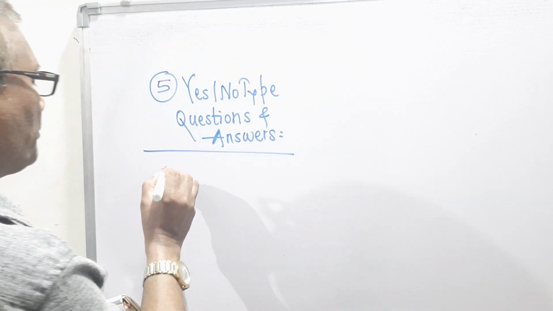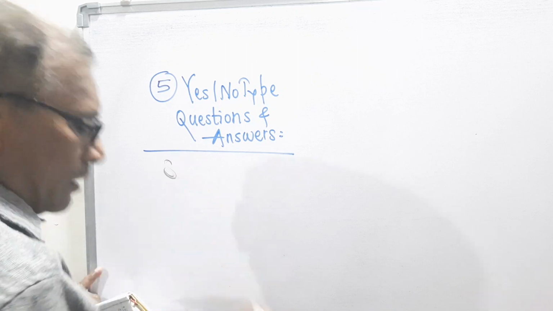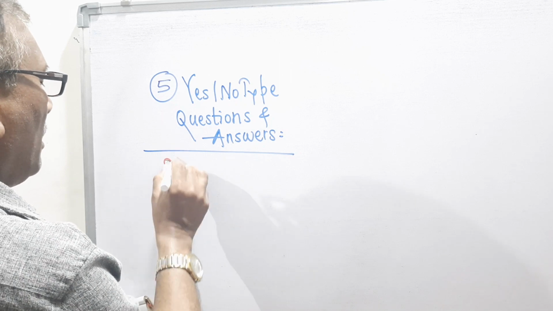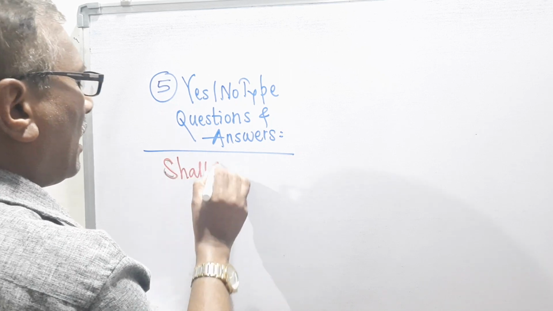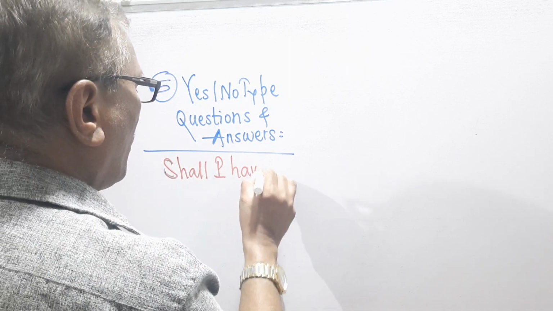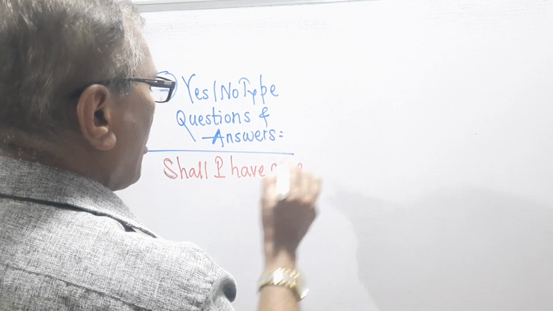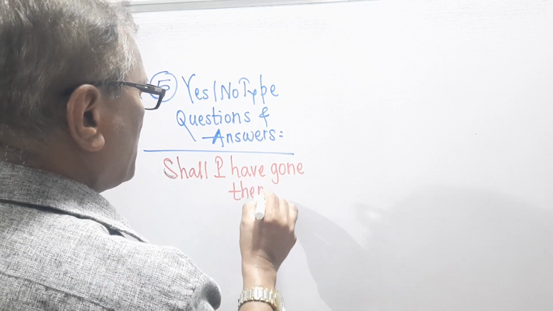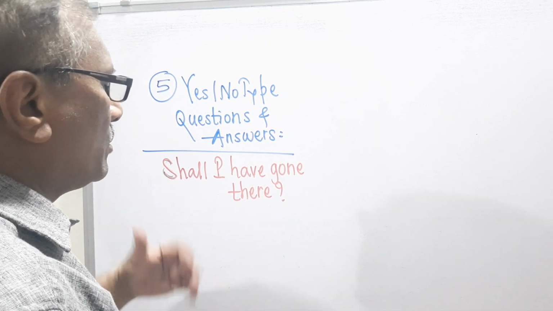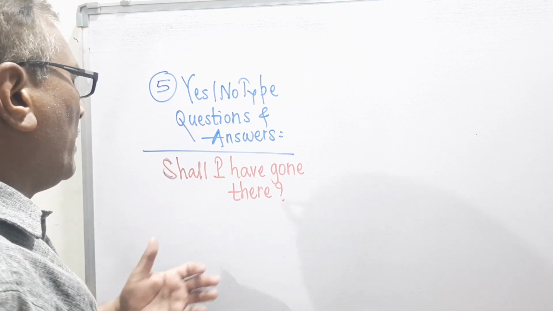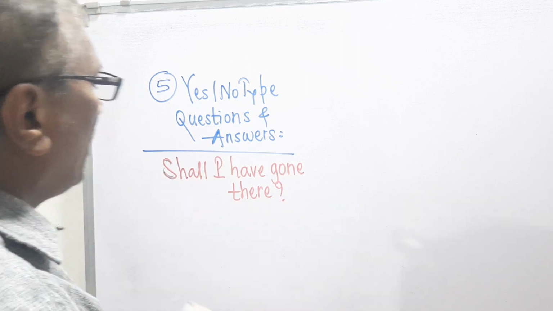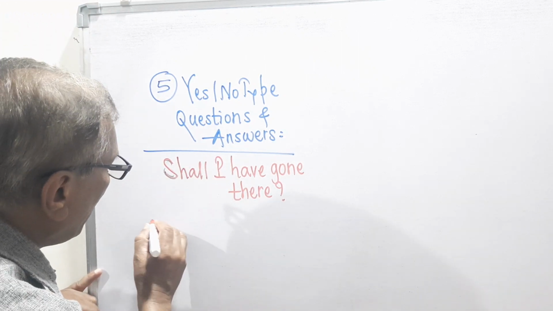So here, shall, remember here, shall I have gone there? Remember, this is the question I have made. This is the question I have asked to the person who is before me. Okay, so shall I have gone there? Shall I have gone there? Then the answer will be yes.